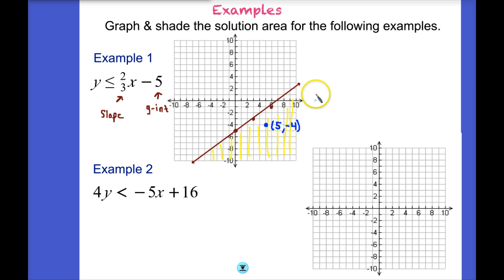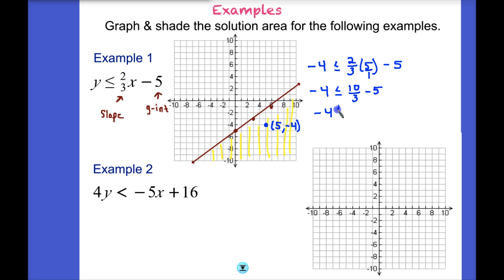If I plug in my y, which is -4, so I'm replacing y with -4, that's going to be less than or equal to 2/3 times 5 minus 5. What I'm looking for is to see that my left side is less than or equal to my right side. To multiply 2/3 times 5, think of 5 as 5 over 1. So 5 times 2 is 10, and 10 divided by 3, we don't know, we'll just leave it here for now, minus 5.